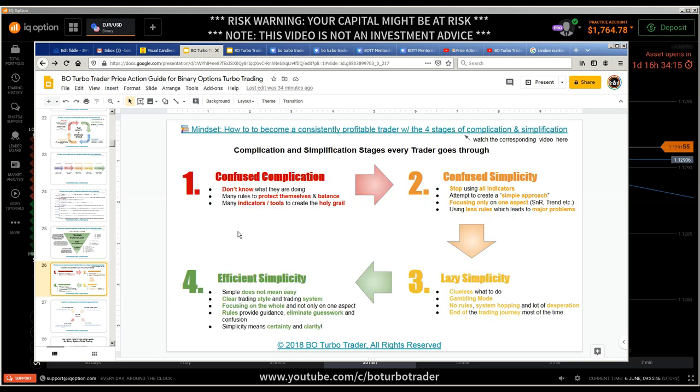The confused complication, what does this mean? This is the beginning of a trader. That I have shown you this. The newbie, the one which has low competence, who doesn't know what they are doing. They see green and red bars, and they click call and put, and that is already everything they know. And then they most probably start to learn a little bit of this.